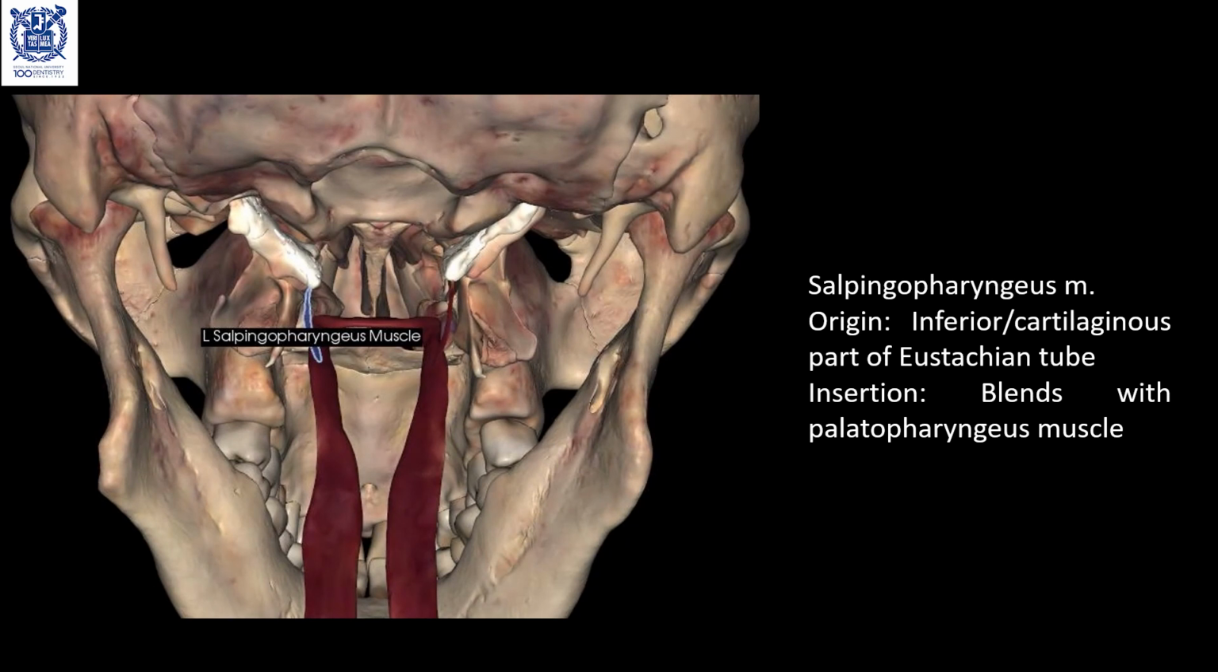Salpingopharyngeus muscle. It arises from the cartilage around the eustachian tube and inserts into the palatopharyngeus muscle by blending with its posterior fasciculus. It raises the pharynx and larynx during swallowing and laterally draws the pharyngeal walls up. It opens the pharyngeal orifice of the eustachian tube during swallowing, allowing the equalization of pressure between it and the pharynx. The salpingopharyngeus is supplied by the vagus nerve via the pharyngeal plexus and by the ascending pharyngeal artery.